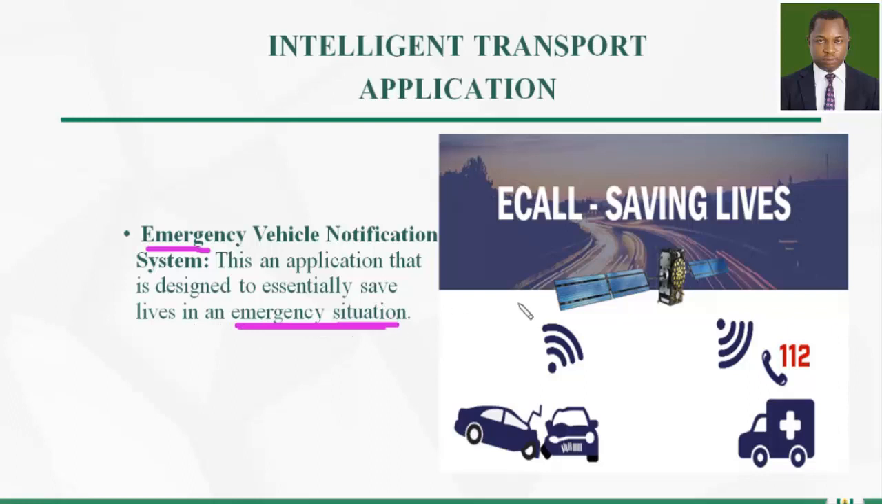How is that done? Simply by an e-call. Once, for instance, there is an accident, an automatic call is placed to the various authorities, notifying them of this accident, giving precisely the direction and the location where it occurred. So the emergency vehicle notification system is a core component of the intelligent transport application.